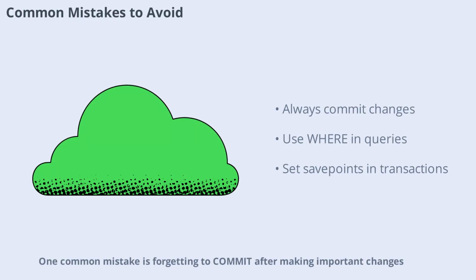One common mistake is forgetting to commit after making important changes, which means your updates might be lost. Another is not using WHERE in DQL, leading to overwhelming results. Also, not setting savepoints during long transactions can make it harder to undo specific changes. Being mindful of these pitfalls will make your database work smoother.